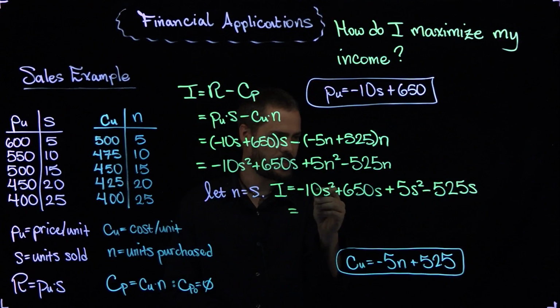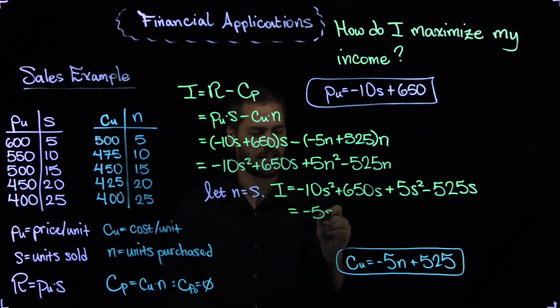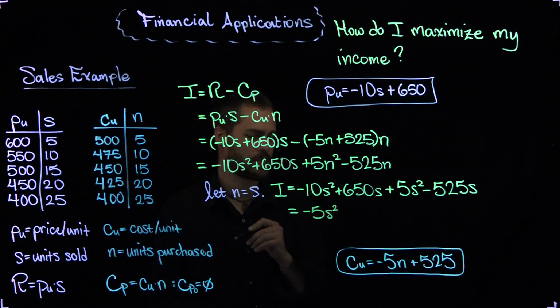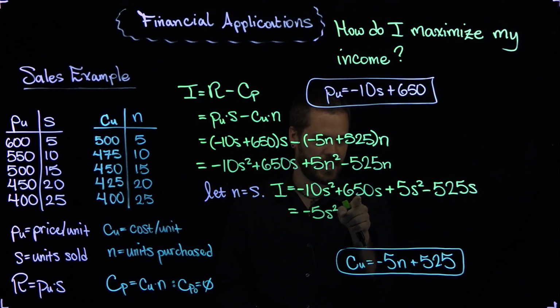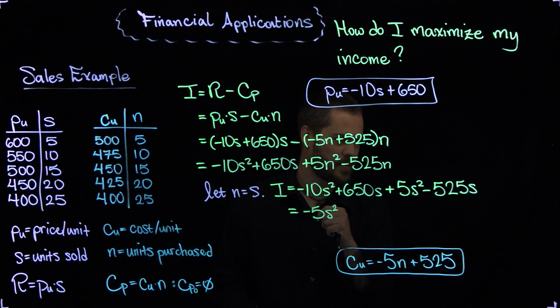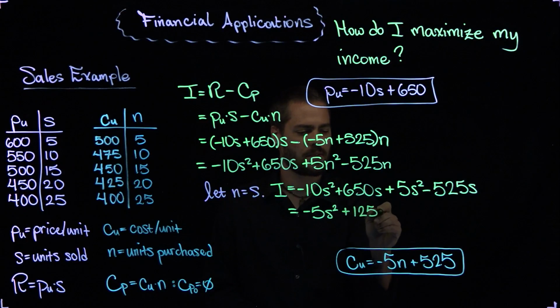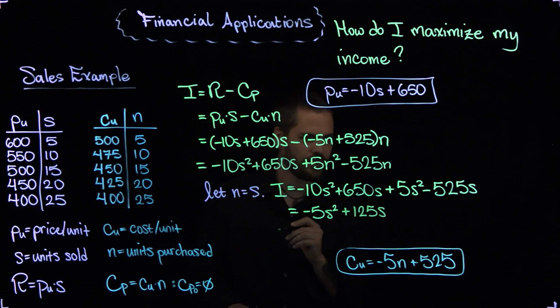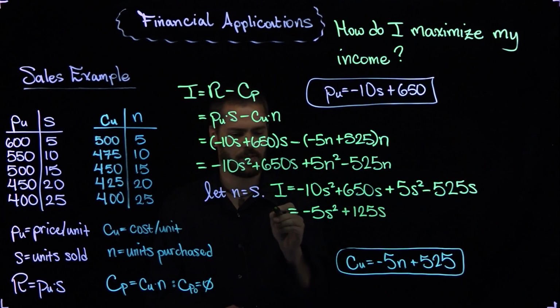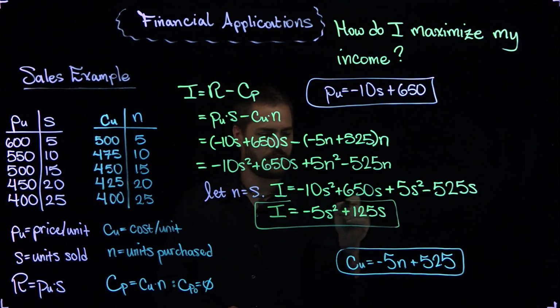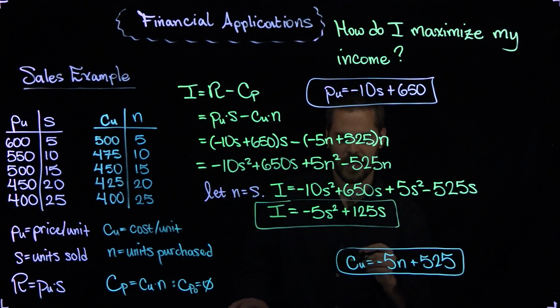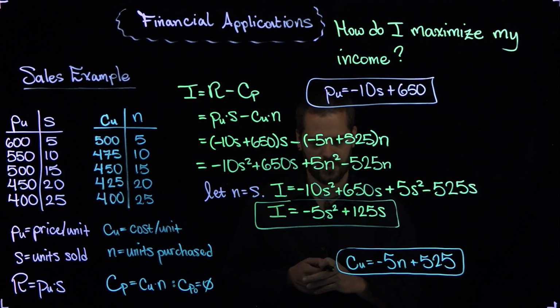Now that I've done that, you'll notice that we have some like terms there. The negative 10s squared plus 5s squared gives us a negative 5s squared. And then the 650s minus 525s is what, 125? So I'm going to say plus 125s. And there is my new income equation, in terms of number of items sold at our store.